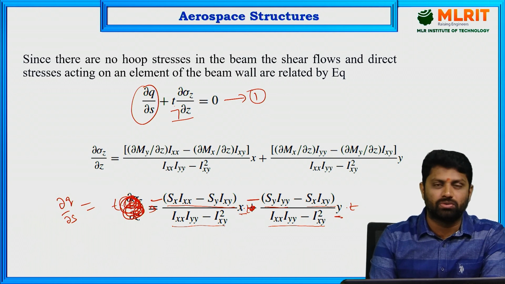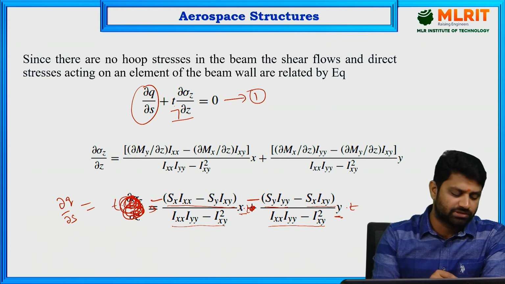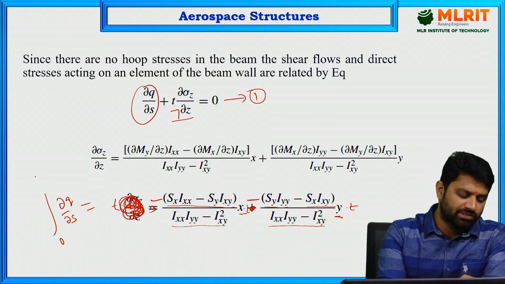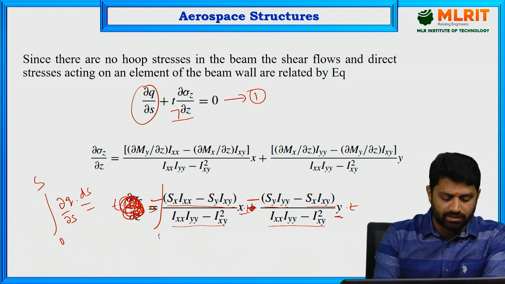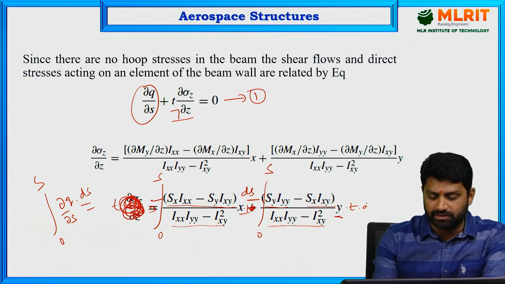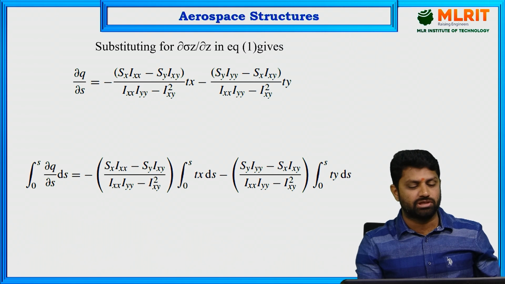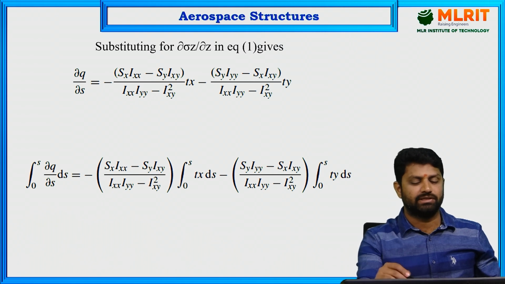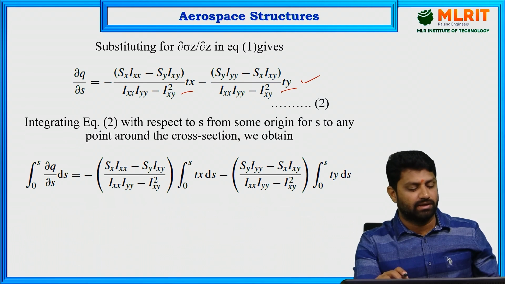And if you want to get it over the total arbitrary open cross section, you can integrate this from 0 to s. So integral 0 to s dou q by dou s ds equals, again here you are going to get integral 0 to s, and again here integral 0 to s ds. Okay, that is what you are going to see here. So substituting dou sigma z by dou z in equation 1, you get this equation in terms of t into x, in terms of t into y, and then you try to add the equation.